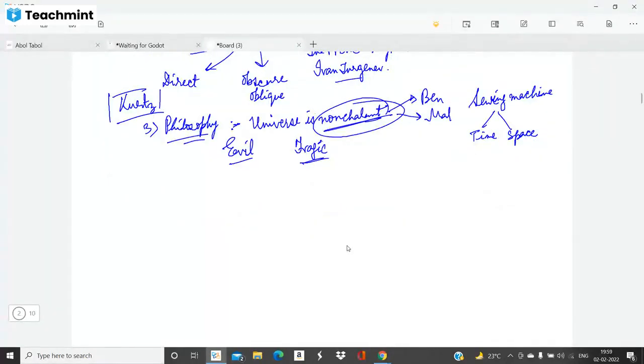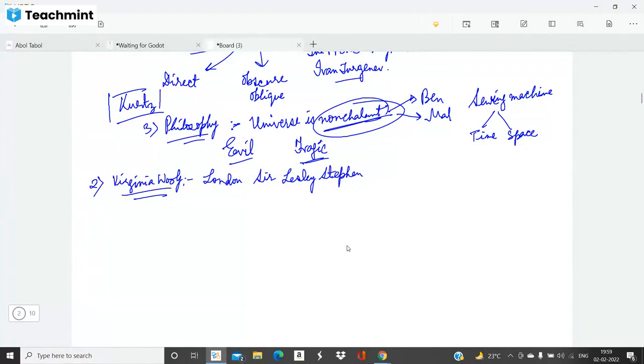So this is what I had to say about Joseph Conrad. Now we come to our second author, who is Virginia Woolf. Now, Woolf is a very interesting character. She was born in London. Her father was Sir Leslie Stephen, a foremost intellectual of his times.